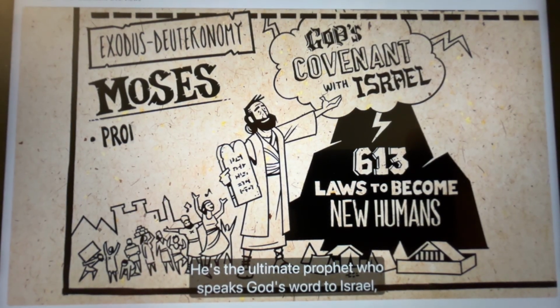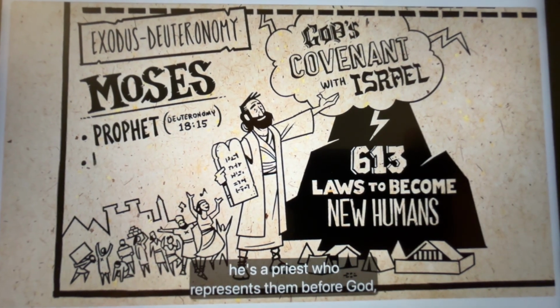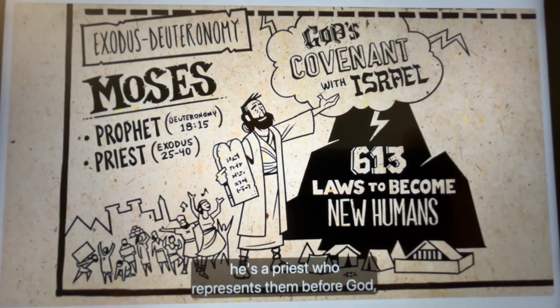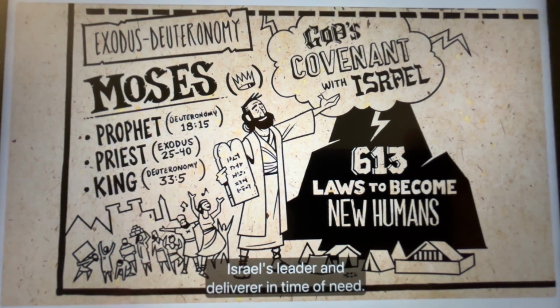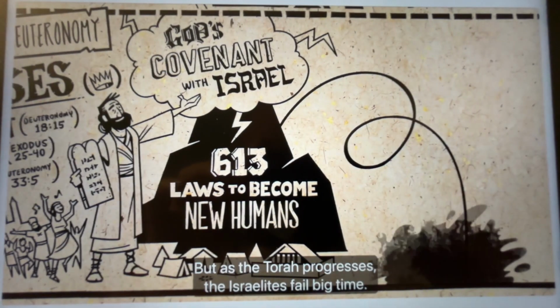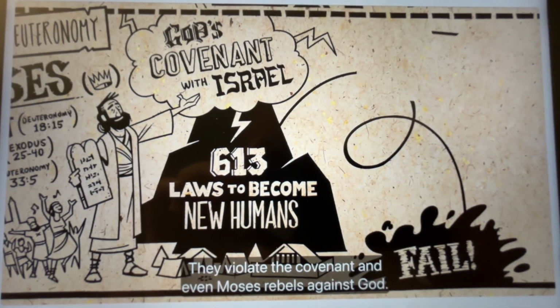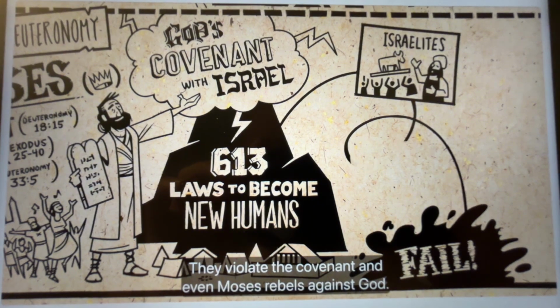He's the ultimate prophet who speaks God's word to Israel. He's a priest who represents them before God. And he's even called a king, Israel's leader and deliverer in time of need. But as the Torah progresses, the Israelites fail big time. They violate the covenant, and even Moses rebels against God.